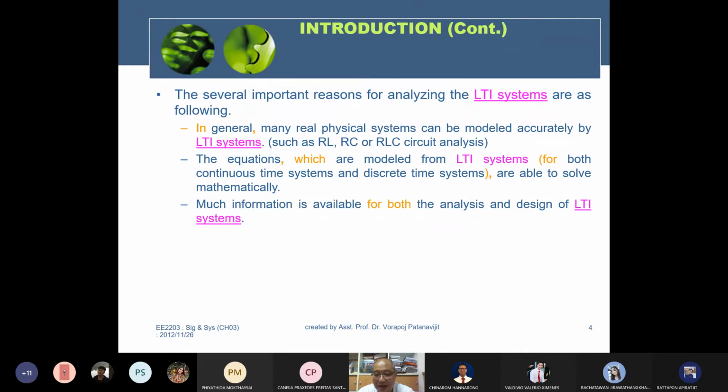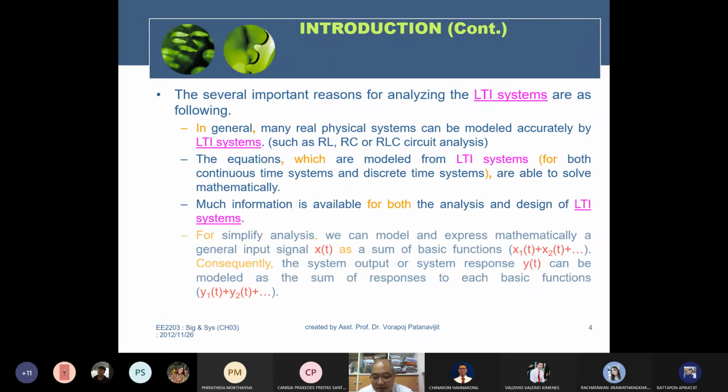You solve them by the differential equation. But if the system is nonlinear, you cannot use that. It's very complicated, even though it may have considerably high accuracy and high precision, but you sacrifice by not being able to use simple mathematics to solve it. Fortunately, almost all mathematics at the bachelor degree level is linear. The next reason is that much information is available for both analysis and design of the LTI system.